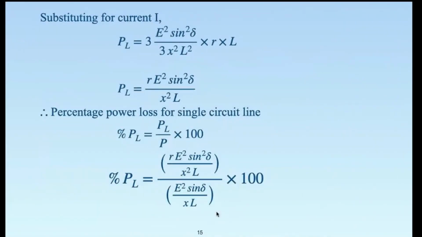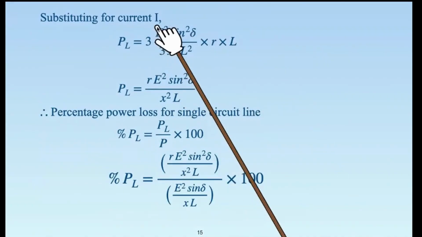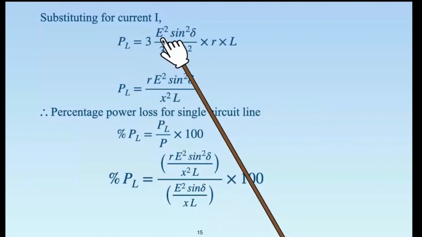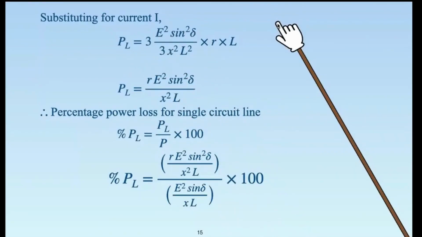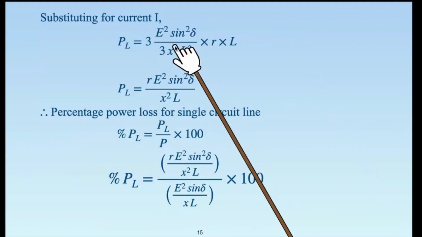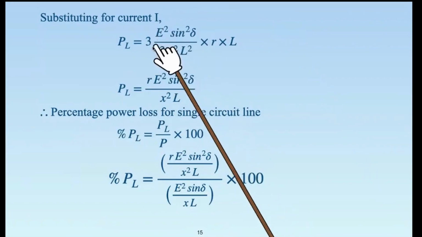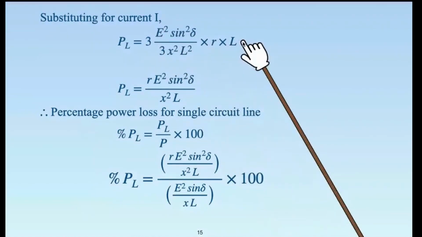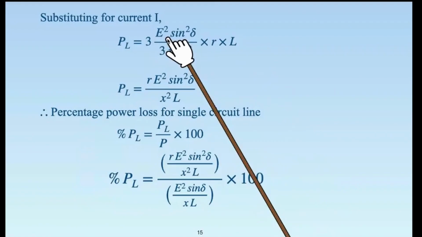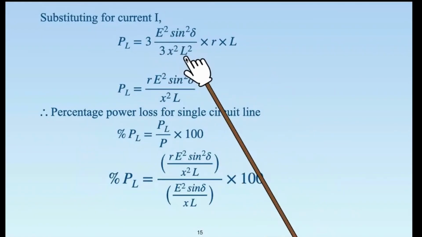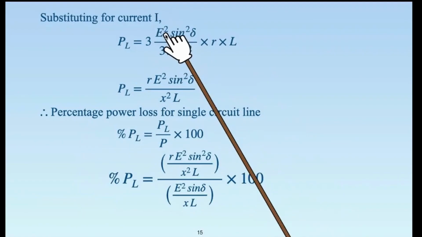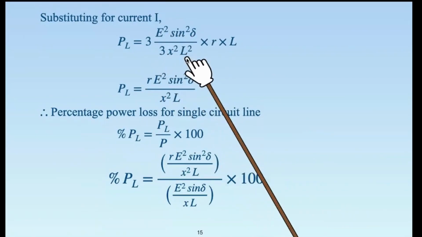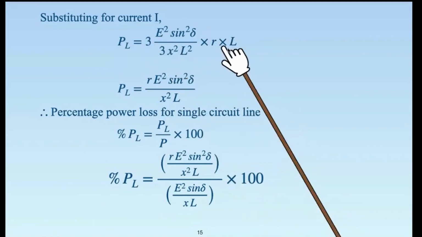Now substituting for the current. The current equation we have calculated in terms of E, so it is E sin delta upon root 3 XL in the previous slide. So we substitute here in 3 times I square RL. I is E sin delta upon root 3 XL. But this is I square, so this becomes E square sin square delta upon root 3 square, which is 3, and then X square L square. Rest of the things as it is, 3 and RL.